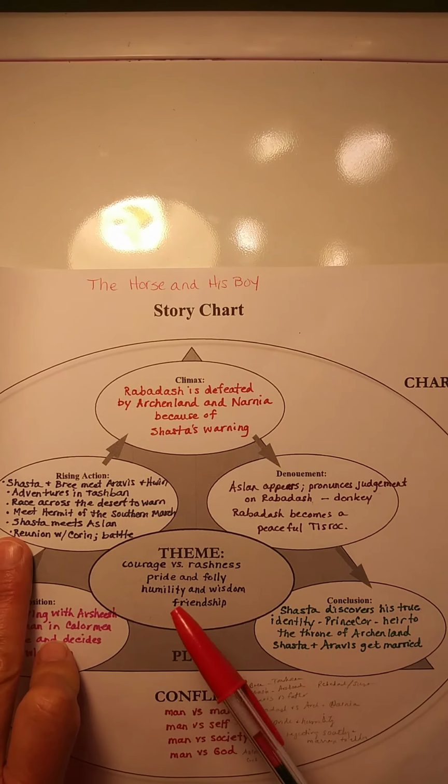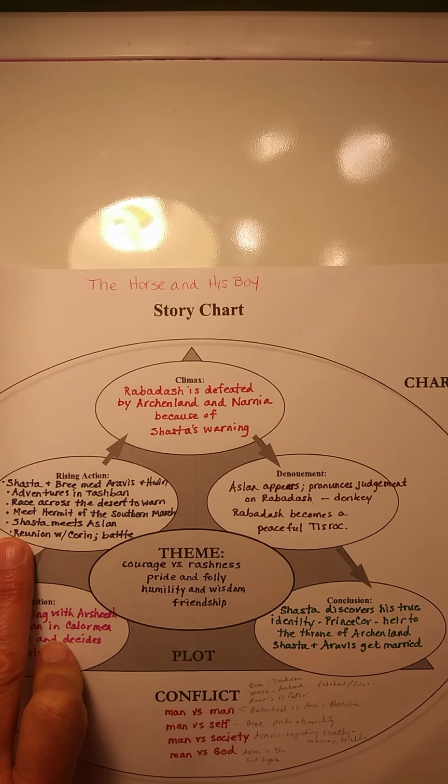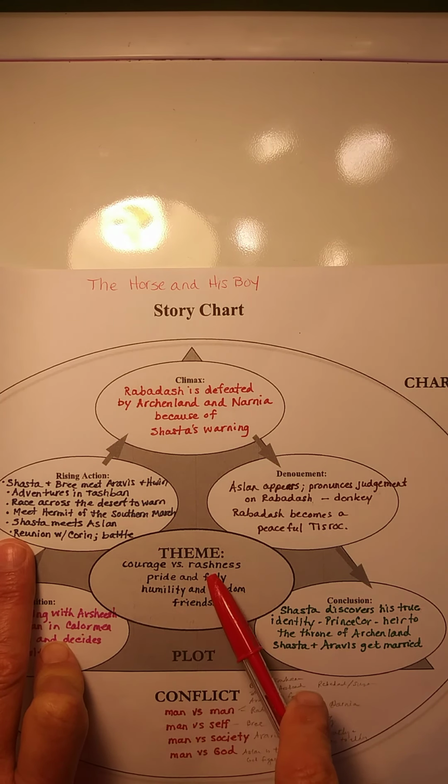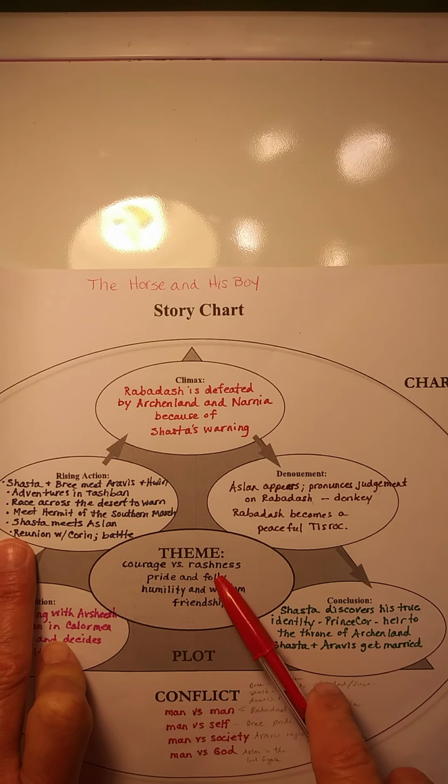Okay, let's talk about themes. The Horse and His Boy has many different themes, but I've picked a couple to concentrate on. First is courage versus rashness. Okay, and we see this as an example in Shasta as opposed to Rabidash.